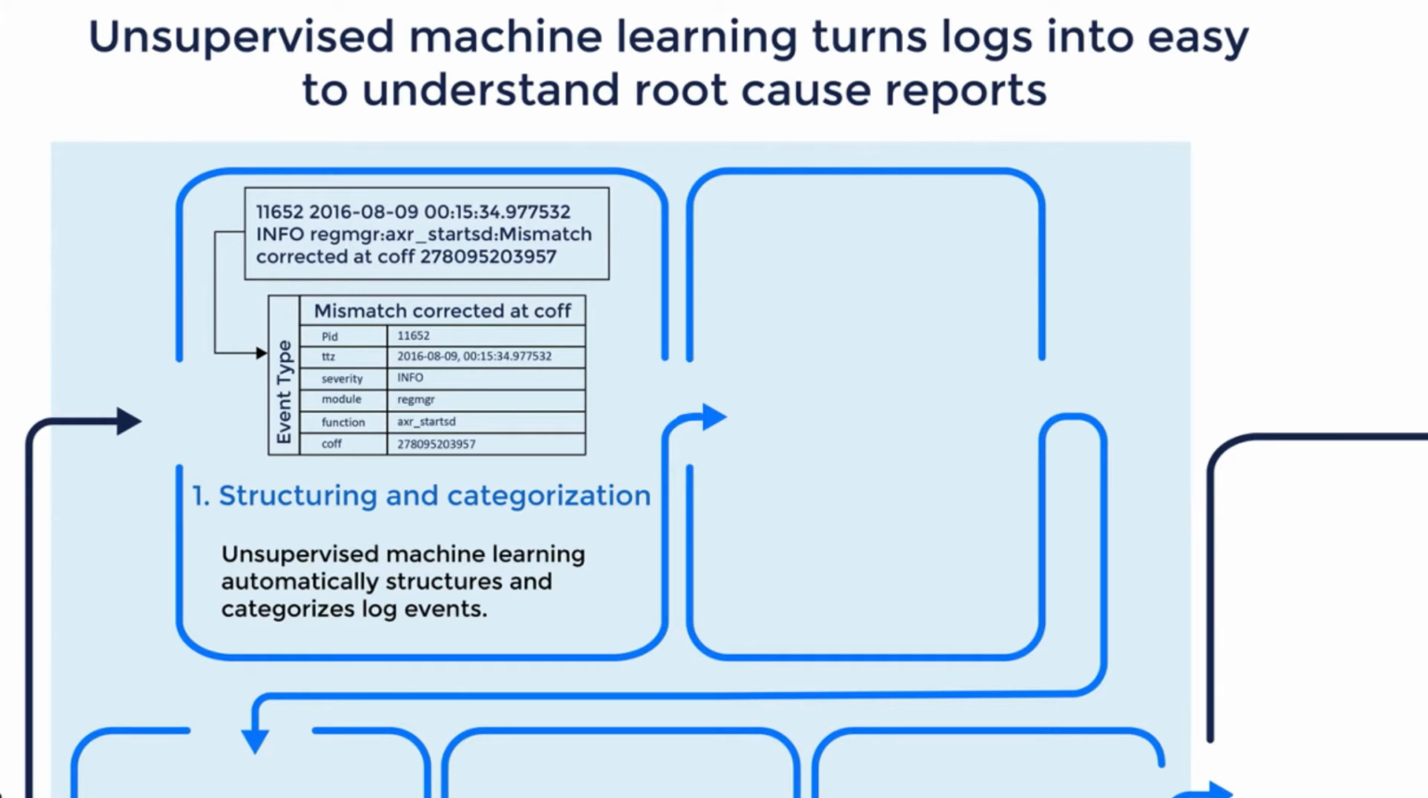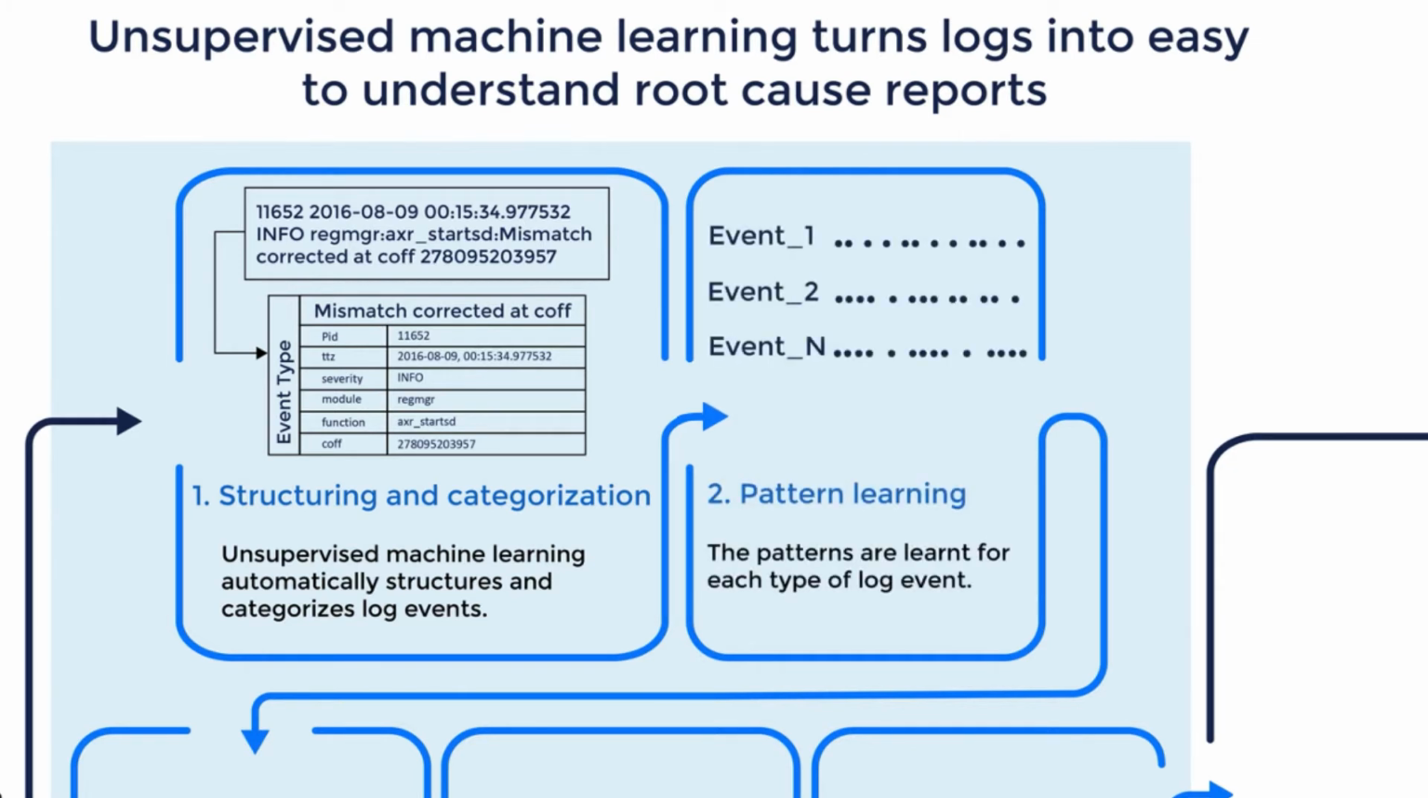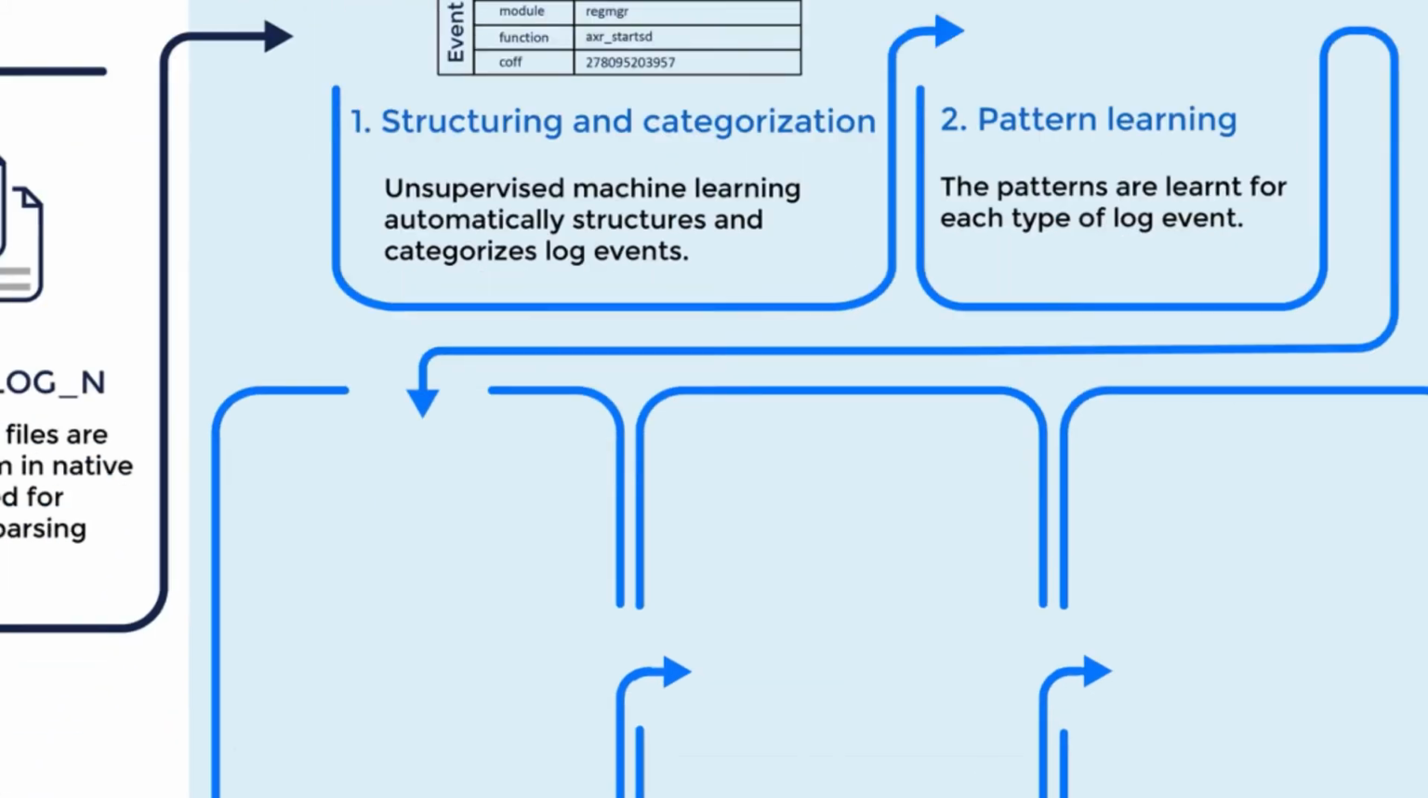Once all the events have been categorized, the next layer of ML learns the patterns for each type of log event. This continues to improve as it sees more data, but even a small number of log lines is enough for it to get a good baseline.